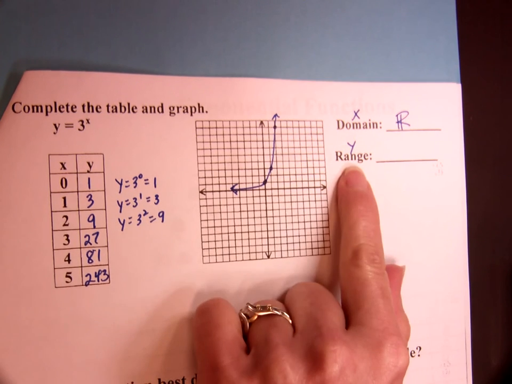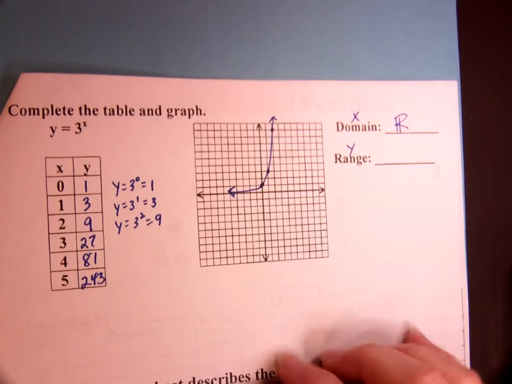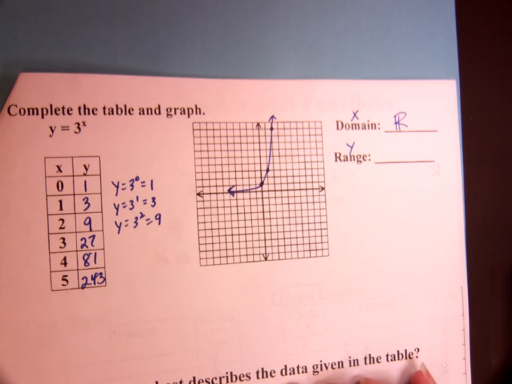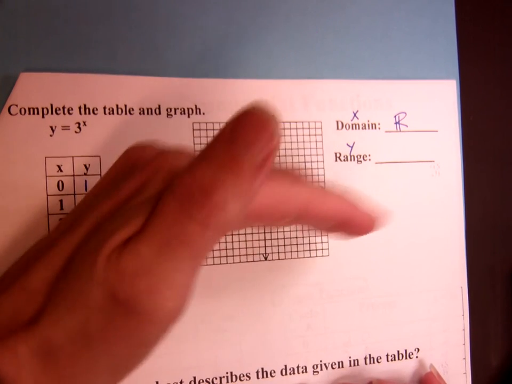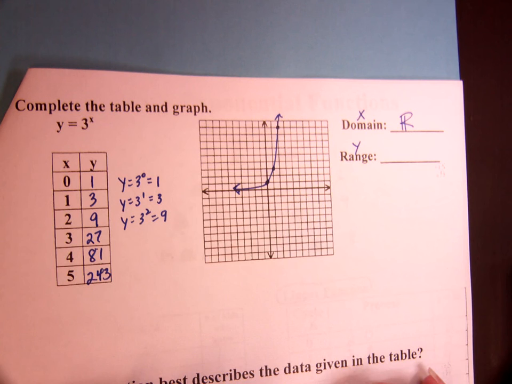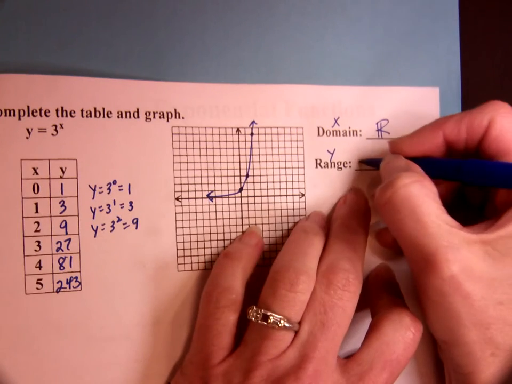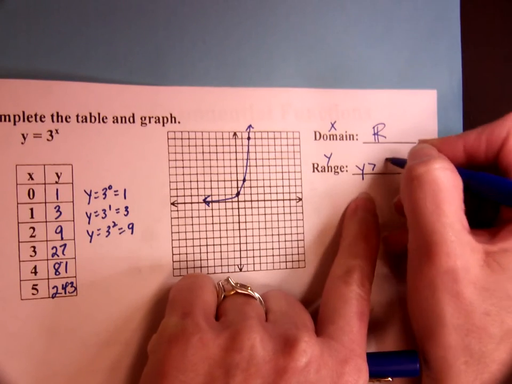Now let's look at the range. The range is your y numbers, okay? Remember, y is going up and down, so will it go up forever? Yes. Will it go down forever? No. Where does it stop? On the x-axis, right? But we're still talking about the y numbers, right? So the x-axis represents which y? 0. It's where the y is 0, right? Will it be exactly 0? No, because it's never going to touch there. So this is just going to be y, and then how do I show going up forever? Greater than 0. Y is greater than 0.